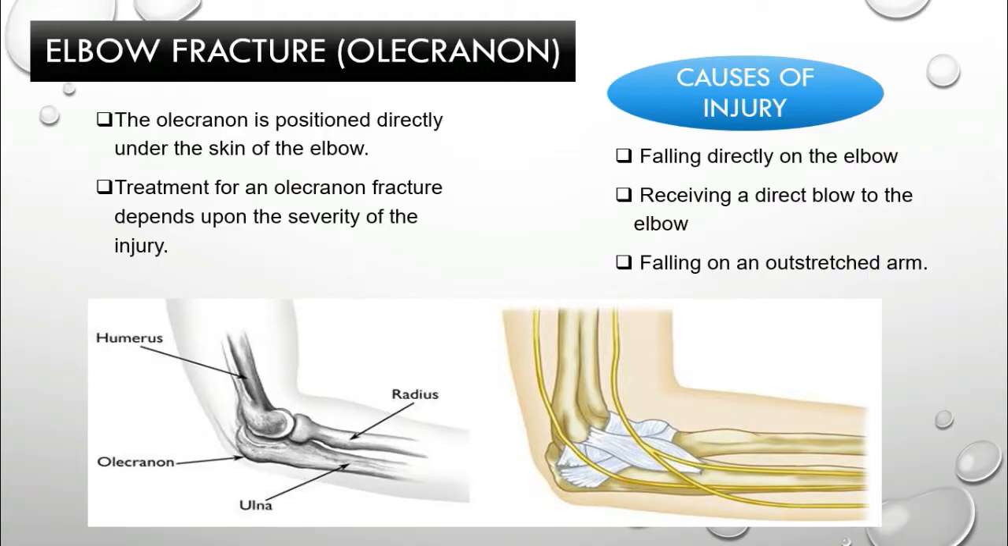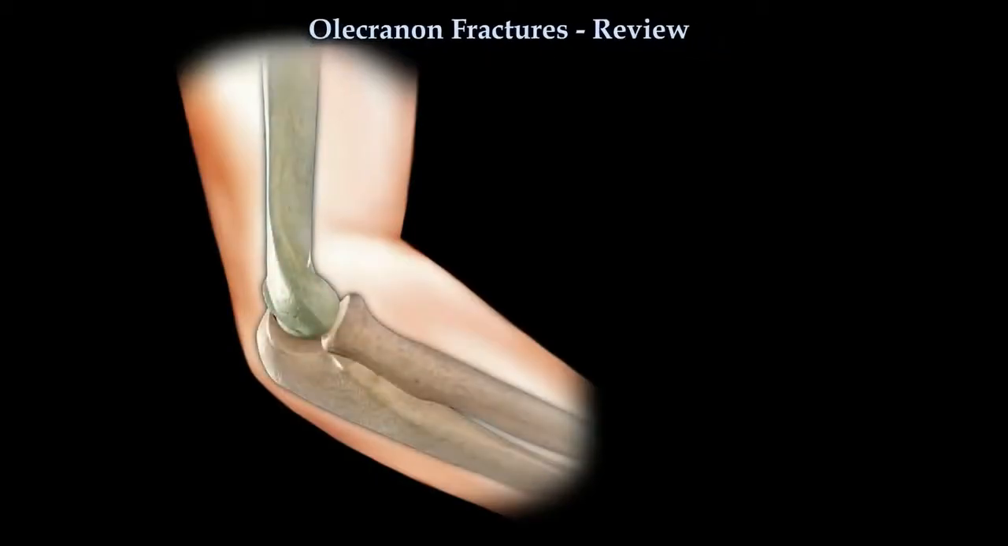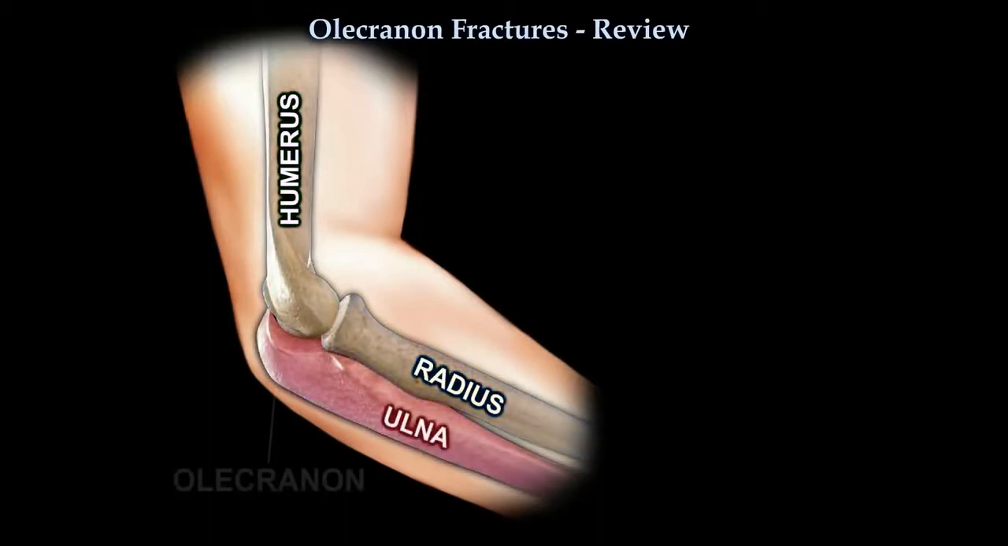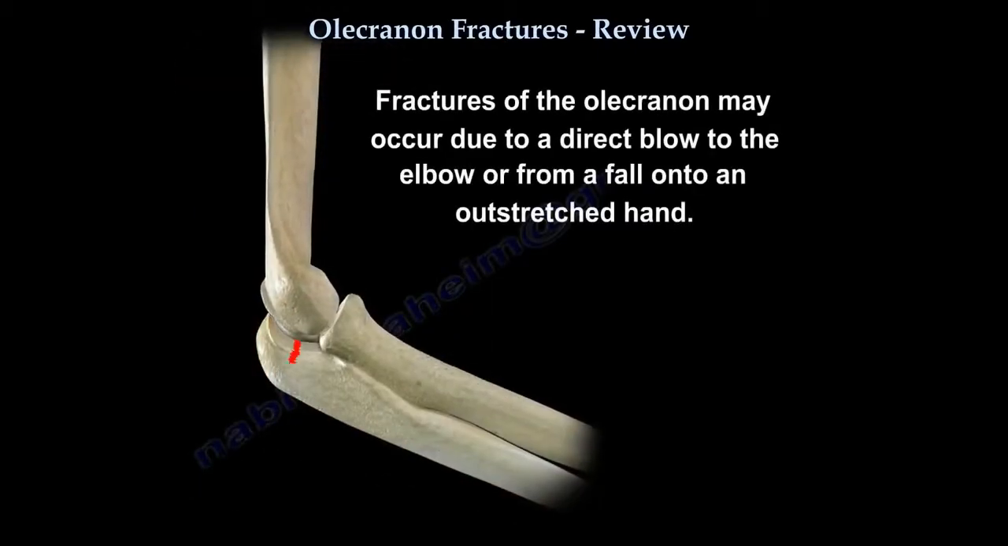Olecranon fracture is a break in the bony tip of the elbow, which is part of the ulna. The olecranon bone is positioned directly under the skin of the elbow. It's only covered by the skin, so it can break easily. The olecranon bone is the attachment of three bones, which are the humerus, radius, and ulna.